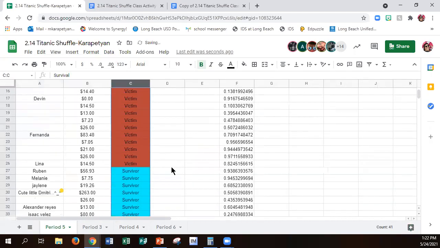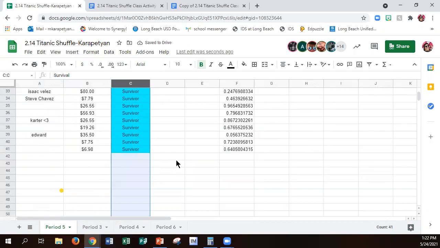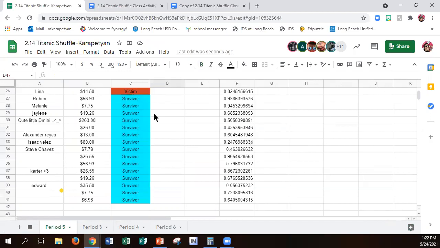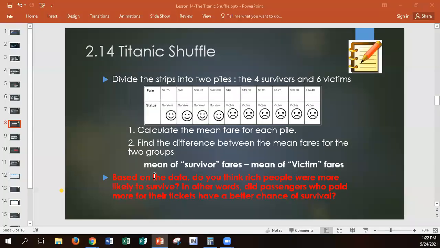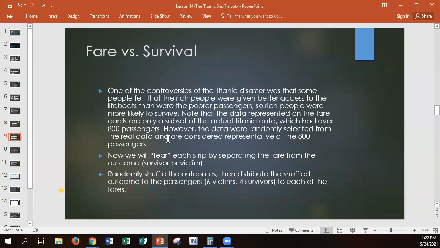All right. So we have our victims and we have our survivors. What we're going to do is our first shuffle, y'all. But first, let's understand fare versus survival. One of the controversies of the Titanic disaster was that some people felt that the rich people were given better access to lifeboats than the poor passengers. So rich people were more likely to survive.